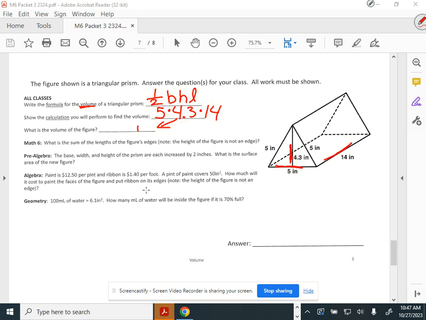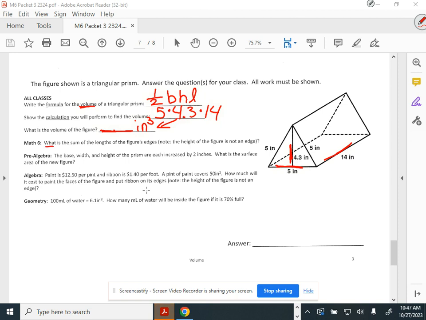Because we multiplied 3 different inches together, we say it's inches cubed. So you have to give me what the number is. 5 times 4.3 times 14, you put that on the line, and then our measurement is inches cubed.